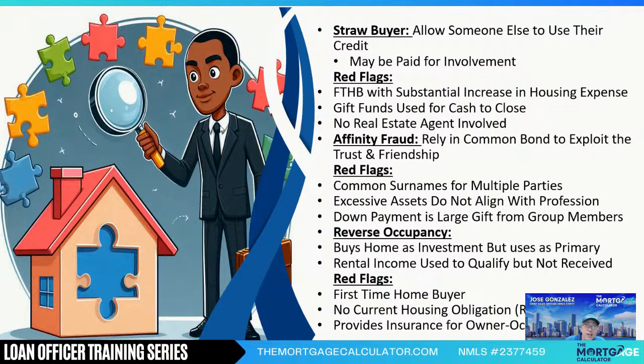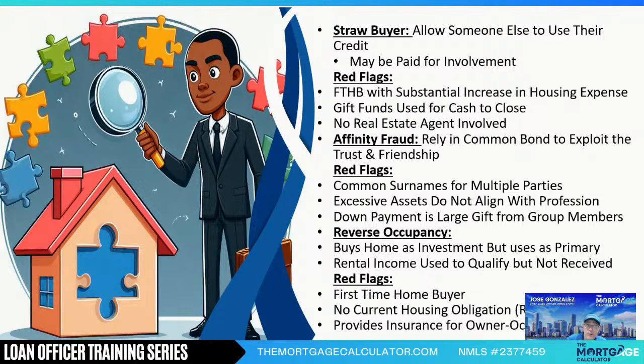Another specific type of fraud is affinity fraud. That is where you rely on a common bond to exploit the trust and friendship. For example, you belong to the same church, or you work at the same employer, or whatever it may be that binds you together, a common group. Those are common areas where we would be bound together in a common bond. But again, this is another type of fraud.